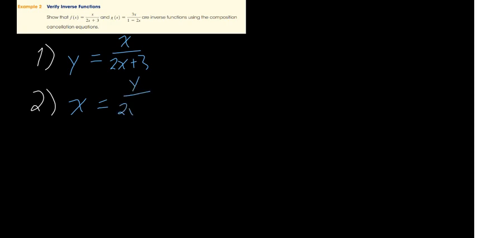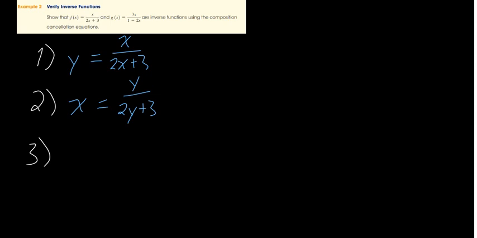Good. All right. Step 2, actually, let's put that in blue. I like to stay consistent. Okay. Step 2, we said that we interchange x and y. So we're going to have x is equal to y over 2y plus 3. Good. And then step 3, we said that we solved for y.